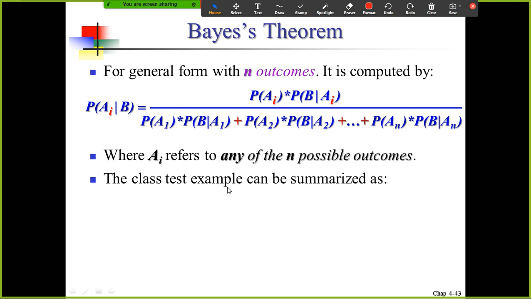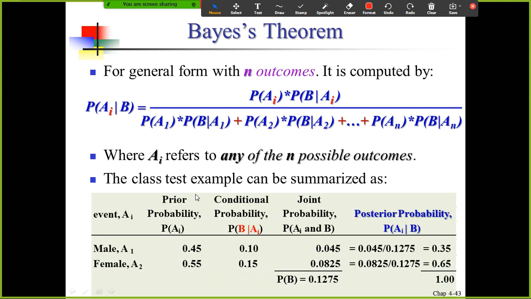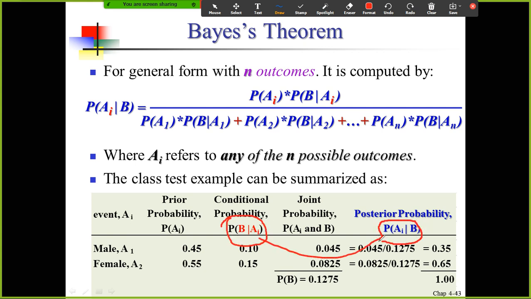The class test example is summarized here. This is what we call events. This is the prior probability, conditional probability. Okay, I made colors for you, because I don't want you to confuse these two things.